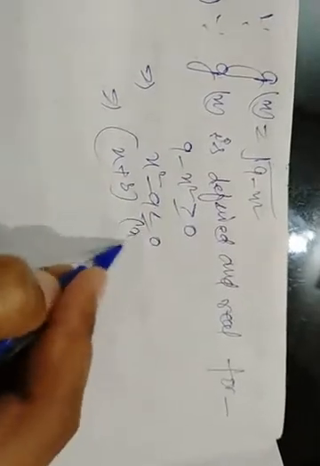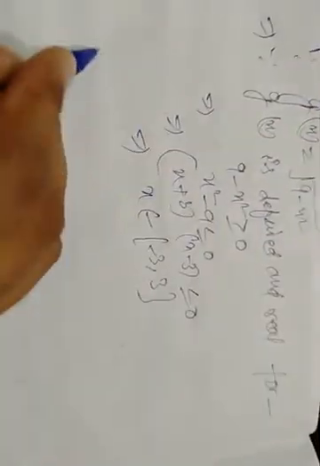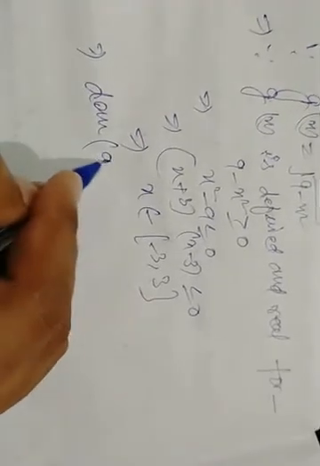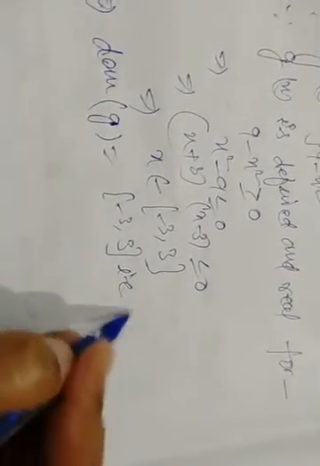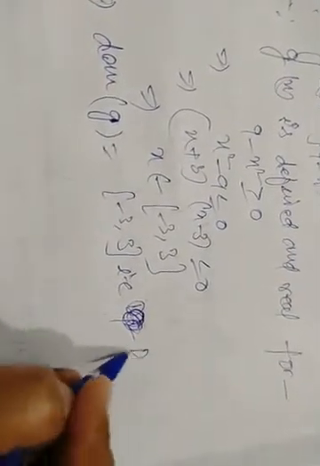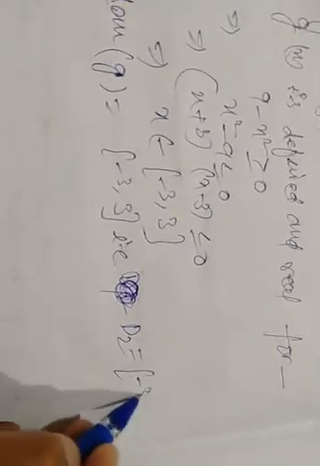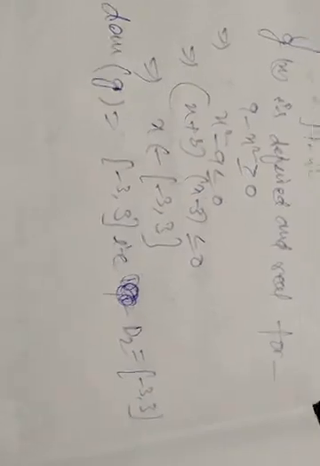for 9 minus x square greater than or equal to 0, that is minus is common, then what I get: x plus 3 into x minus 3 less than or equal to 0. So we have x belongs to minus 3 to 3, that is the domain of function g. Another function: d2 is equal to minus 3 to 3.